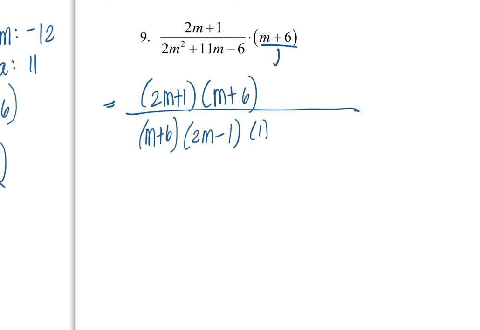But now, what cancels? The m plus 6 and nothing else. The 2m plus 1 and the 2m minus 1, while they do look similar, factoring out a negative wouldn't make them the same. So our final answer is 2m plus 1 divided by 2m minus 1.